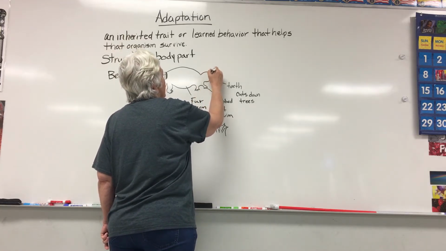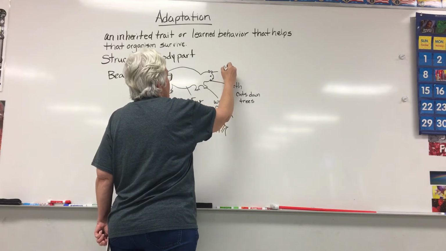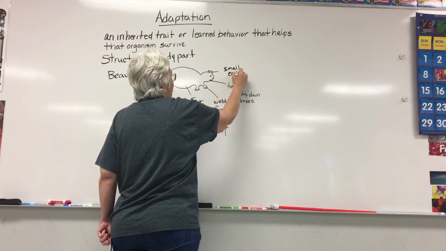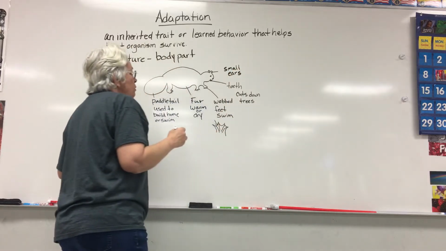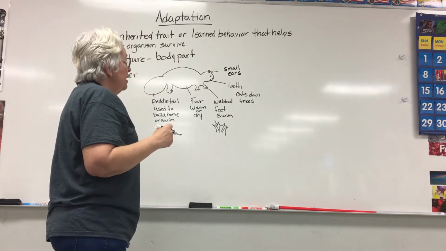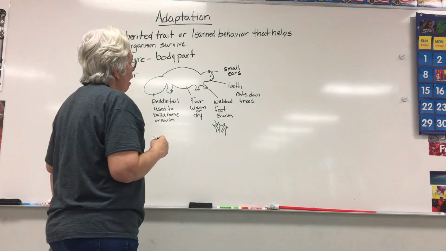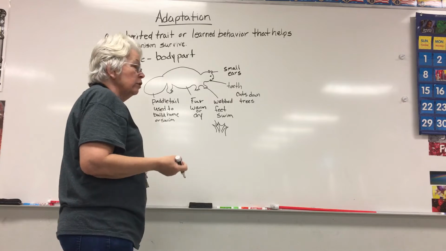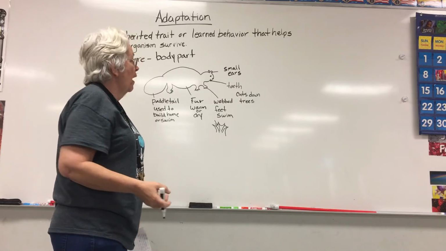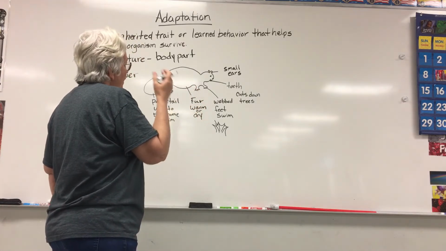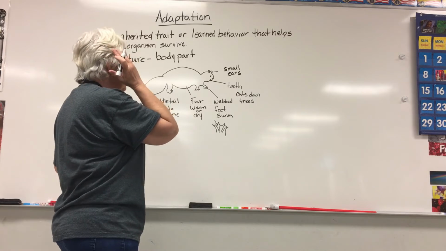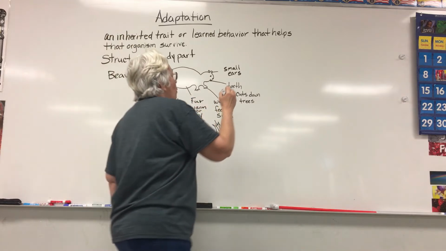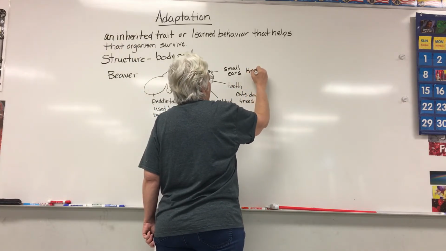Another structure that is an adaptation are his little ears. I guess I should put 2 little ears. He has very small ears. And you think, well, why is that an adaptation? Well, where does he spend 90% of his time? He spends 90% of his time in the water. And just like you, when you go swimming, if you get water in your ears, what happens? You get an ear infection. And so he has very small ears that when he does go swimming, lay flat against his head, and it keeps the water out.